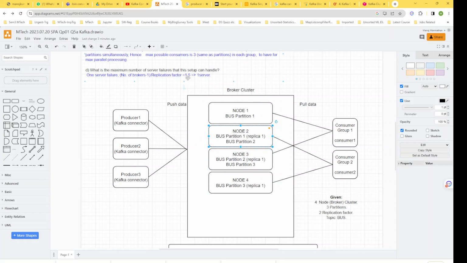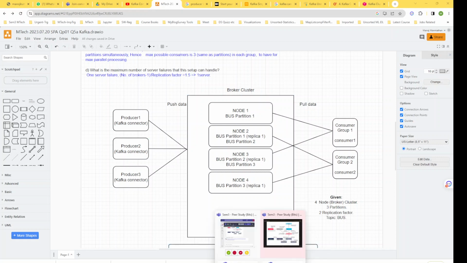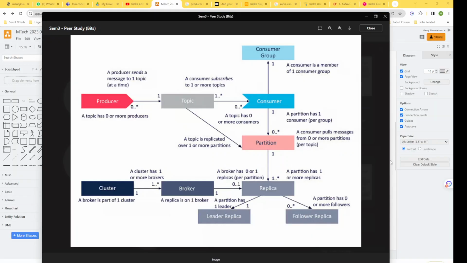What if node 2 and 4 are gone, like node number 1 and 4? Then still we can recover the data from 2 and 3, right? So the maximum number of failures is 2, right? Because node 1 and node 4 can go down and still we are good. So I think that is clear now, right?